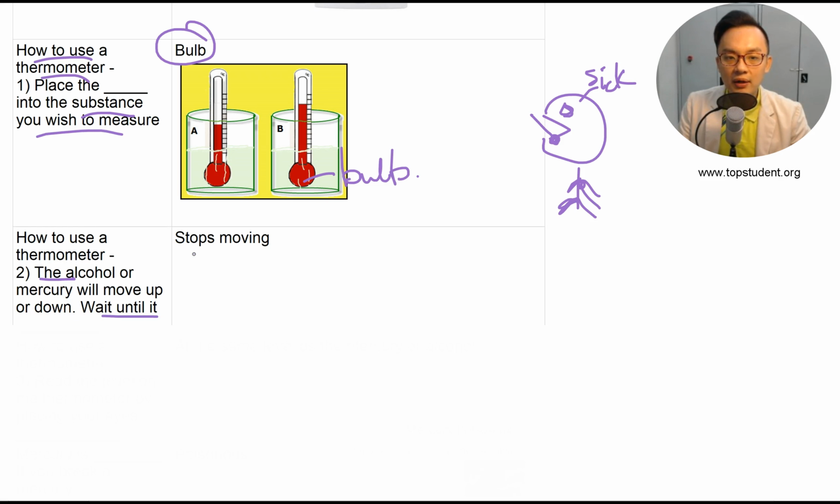Wait until what happened? It stops moving. So it will go up and down. So let's say you place it inside, and then from here it increases to here. So wait until it stops increasing.